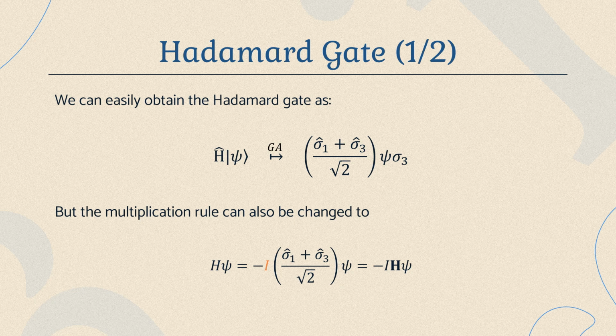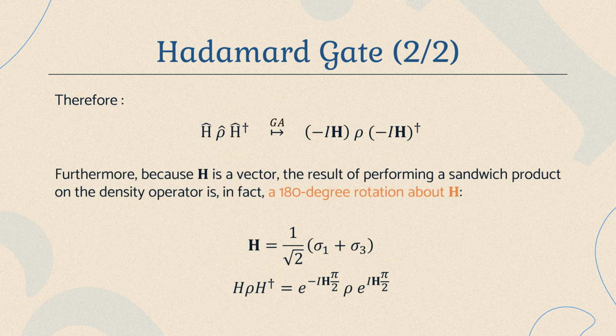Next up, the Hadamard gate. We can write the Hadamard gate as a sandwich product, as seen above. However, the multiplication rule can also be changed to the negative I version. And when we change to the operation on the density operators, we can see that it resembles the sandwich product on the matrix representation of transformation on density operators, where it transforms as negative IH times rho times negative IH dagger, where dagger is the conjugate operation we mentioned earlier.